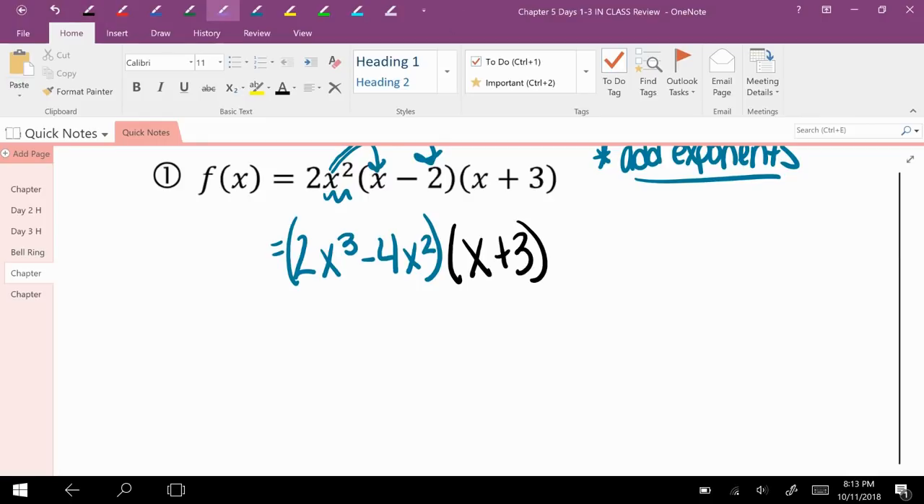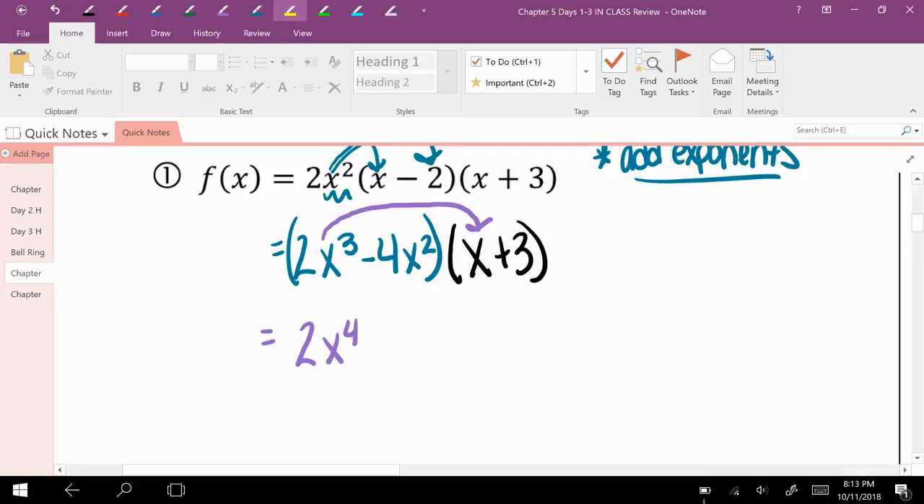So I'm going to take this 2x cubed, and I'm going to multiply it to the x, and that's going to get me 2x to the 4th. Again, because 3 is the power of 3, and the power of the 1. When you add them, you get 4. Okay, if I have 3 x's and 1 more, I now have 4. Okay, so then I do 2x cubed, multiply it to the 3, and that gets me 6x cubed, because 3 times 2 gets me 6. There's no x's for it to multiply to, so I'm just bringing down that x cubed.